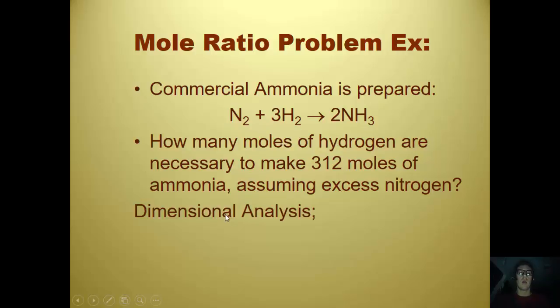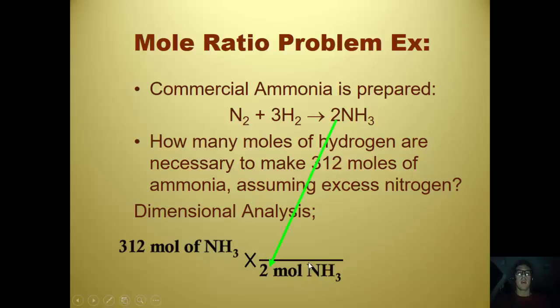So we use dimensional analysis. We have 312 moles of ammonia. We know that's our given in this problem, even though it's the end goal. It's still our given, our number in our unit. And so we're going to multiply it by the ratio between the two. We have moles of ammonia here, so we need moles of ammonia down here.